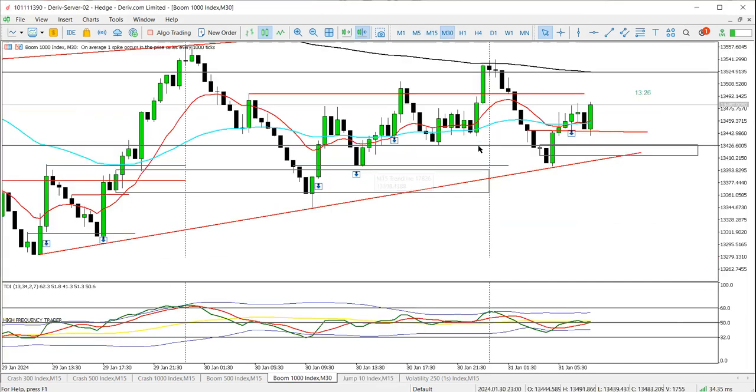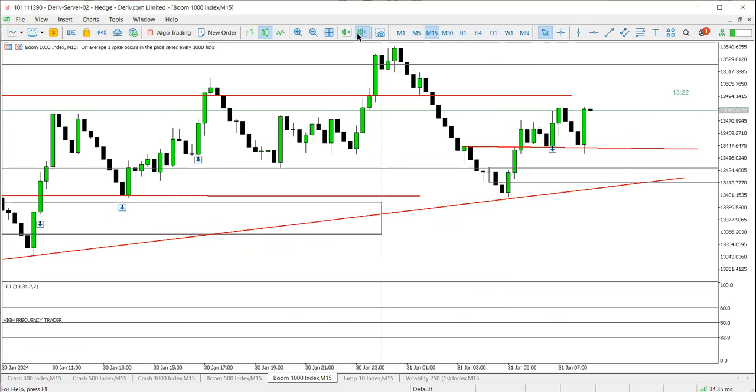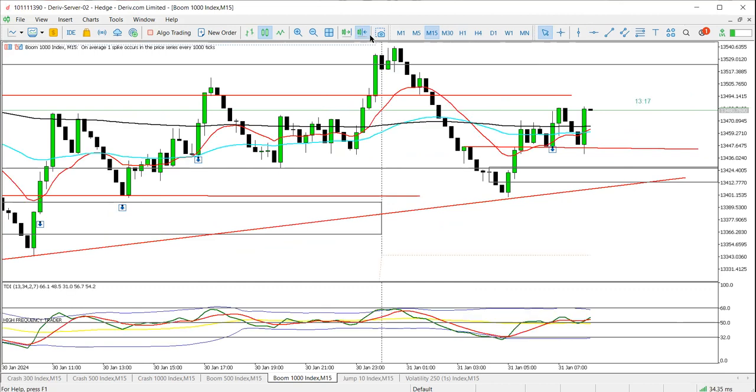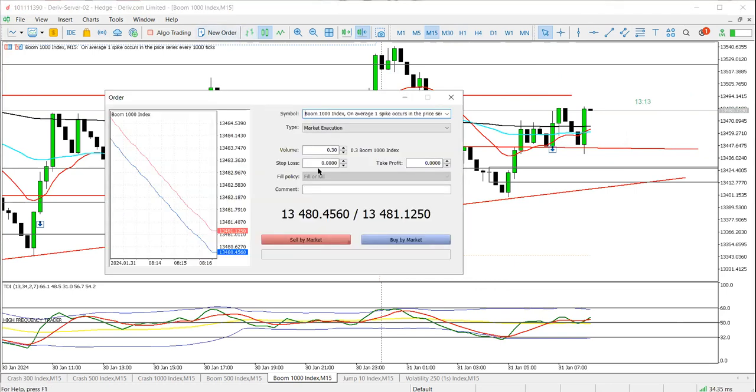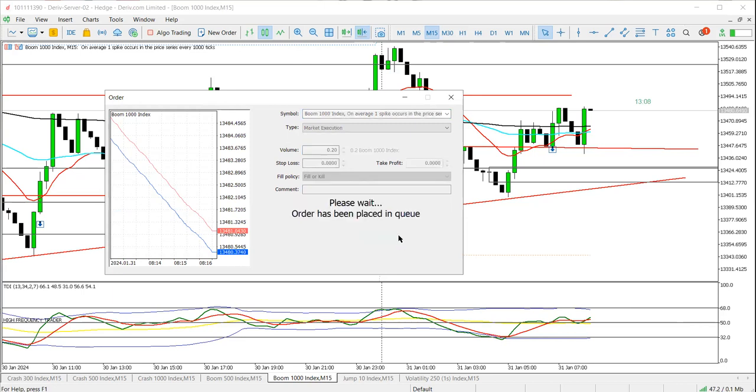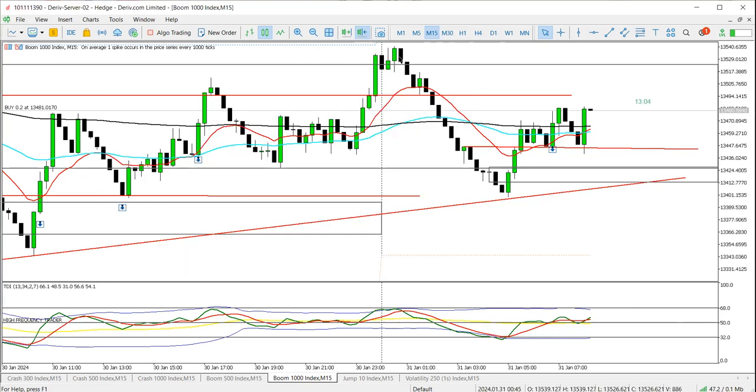Going to B1. B1 is already reacting off a zone. You can see I marked it a bit earlier. If we go to M15, you see we've got a nice W here. So we can potentially have a buy here at current market price on B1000. Let me quickly explain it just now.